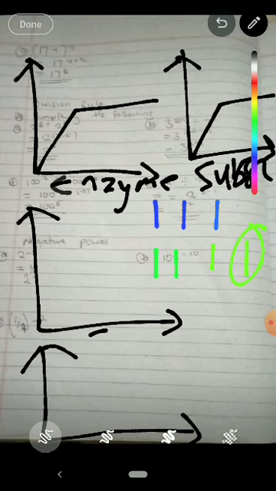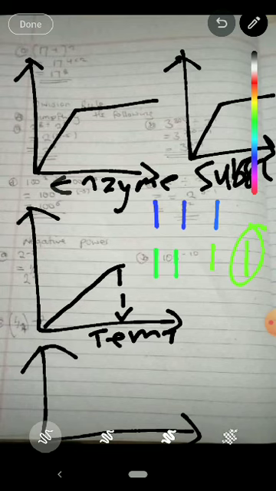Then after that there's the one for temperature. When the temperature is low, the enzyme activity is low. As you're increasing the temperature, the enzyme activity will be increasing. When the optimum temperature is reached, the activity will be at its highest. But beyond the optimum, the activity falls off because the enzyme gets denatured.